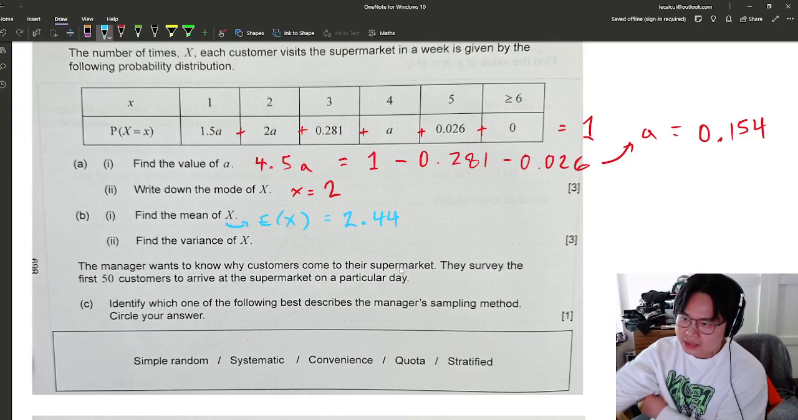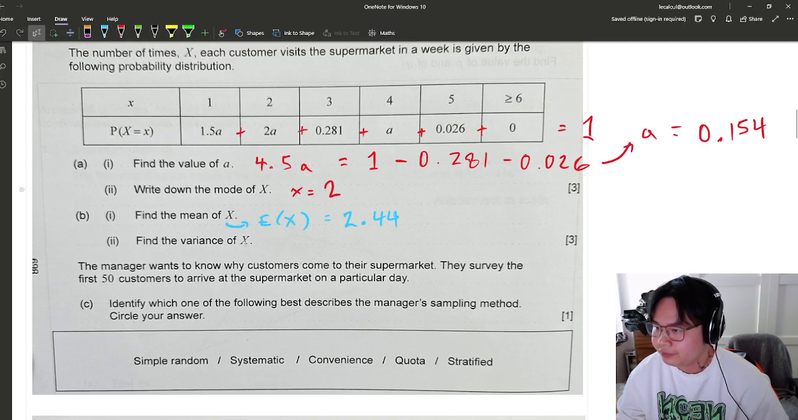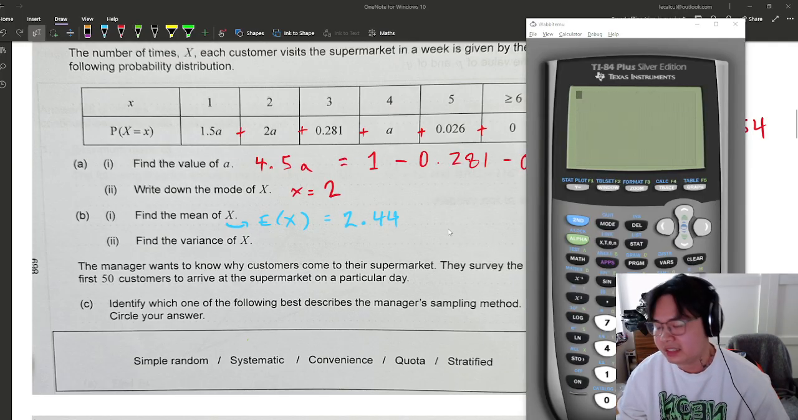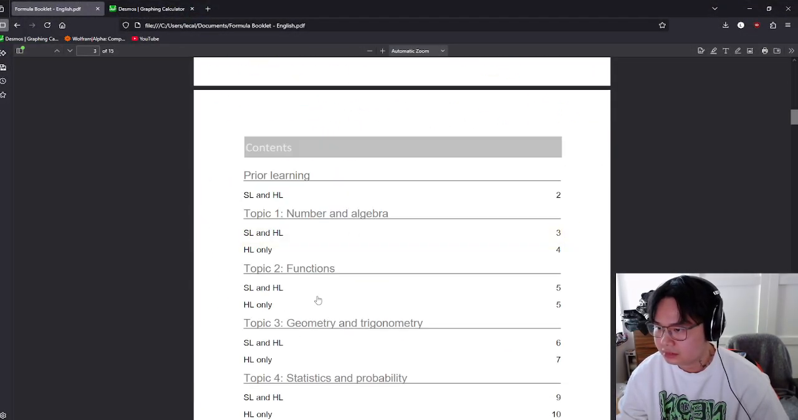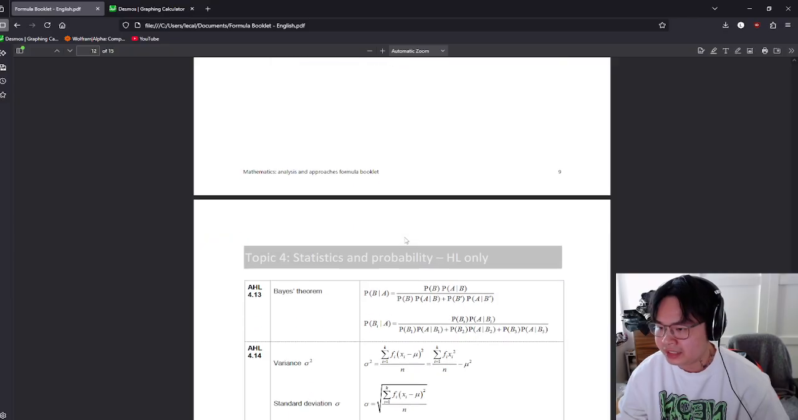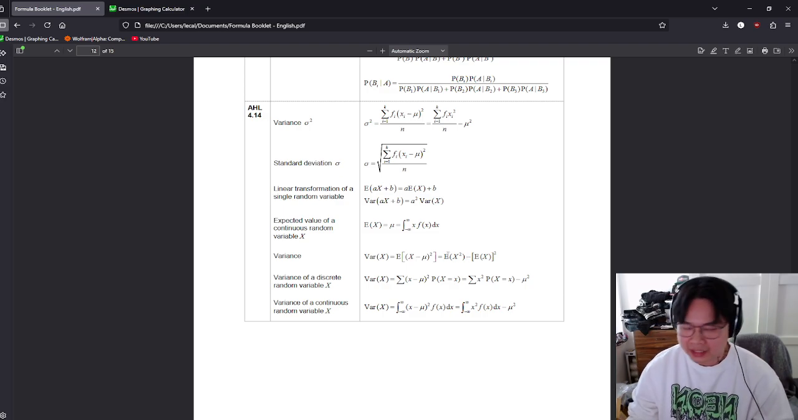Okay, next up we want to find the variance. So the variance, it has a formula in the HL section, right here. So the variance is the expected value of x squared minus the square of the expected value. We have the expected value already. We will need to calculate the expected value of x squared.